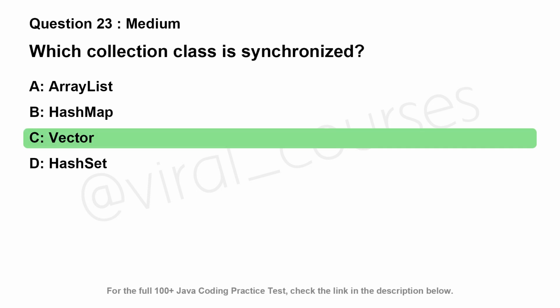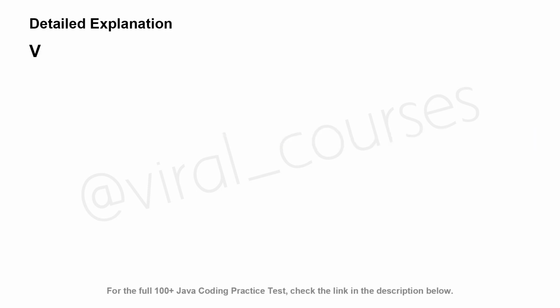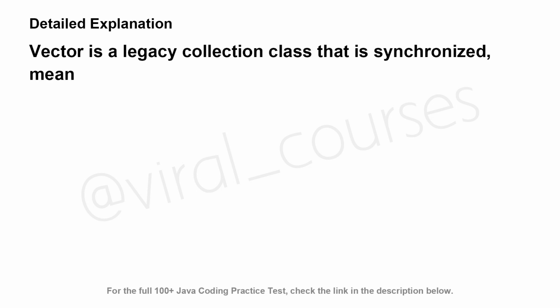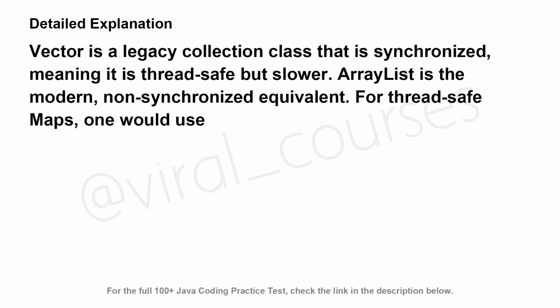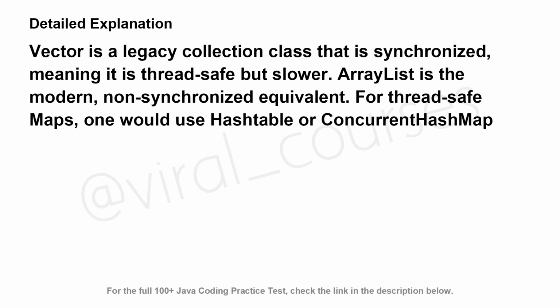The correct answer is C. Vector is a legacy collection class that is synchronized, meaning it is thread-safe but slower. ArrayList is the modern, non-synchronized equivalent. For thread-safe maps, one would use Hashtable or ConcurrentHashMap.